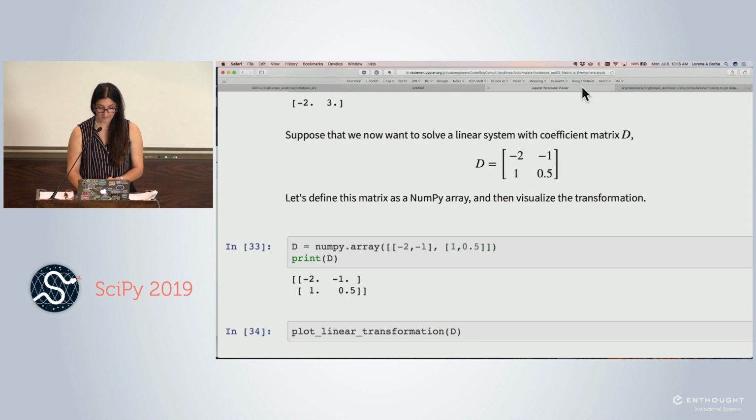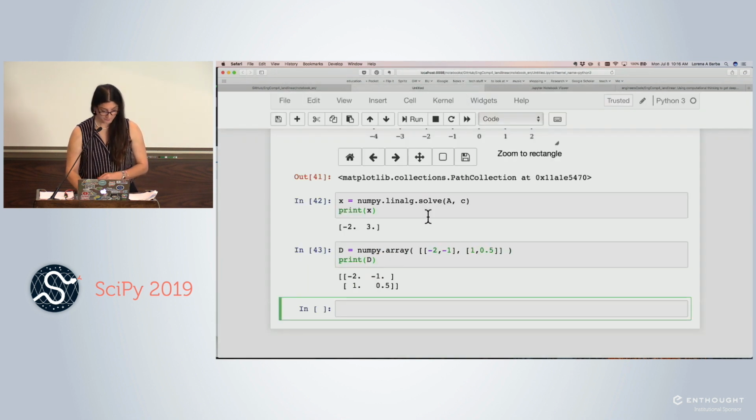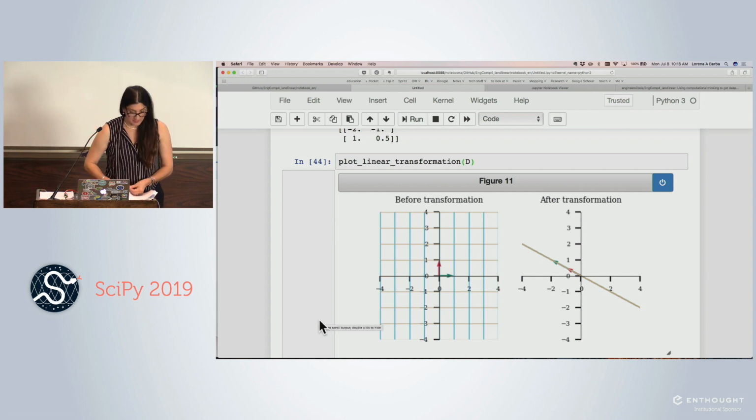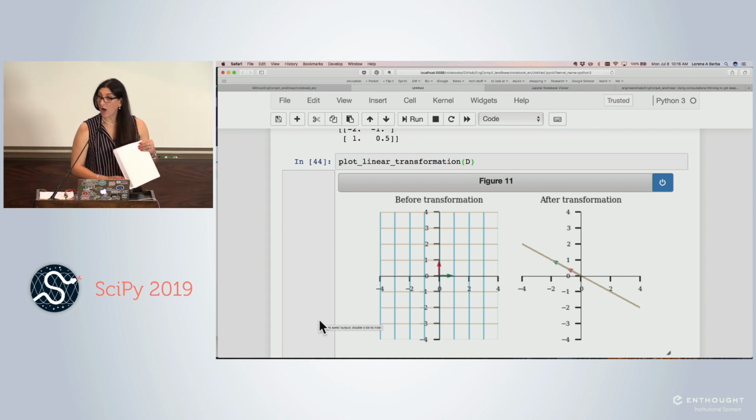And let's compare. That is indeed the matrix that we wanted for this example. Let's plot the linear transformation with this matrix D. And it's not really what we wanted to see.